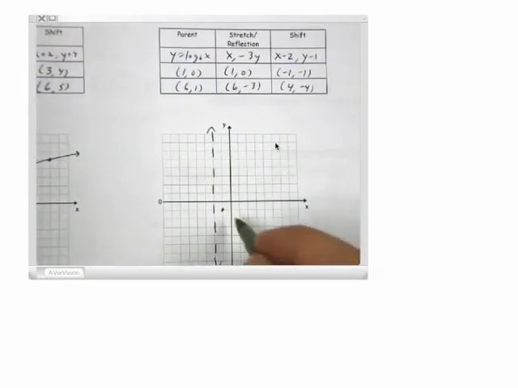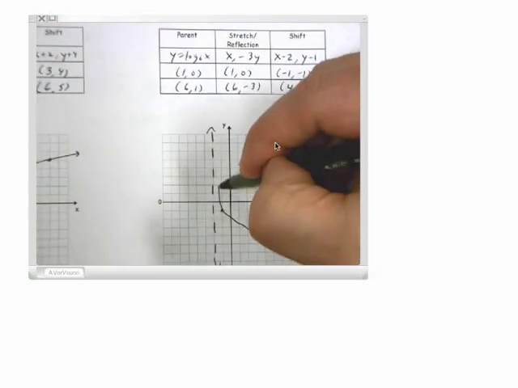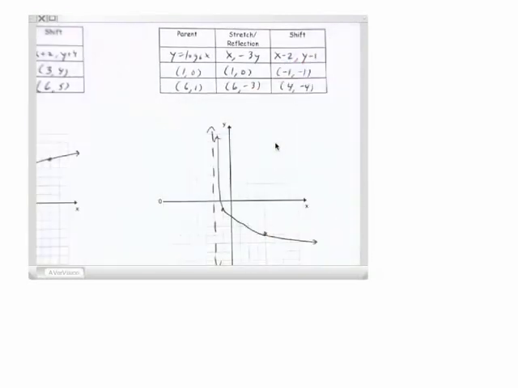And now my graph goes through those 2 points, continues like that, and goes up towards that asymptote like that.